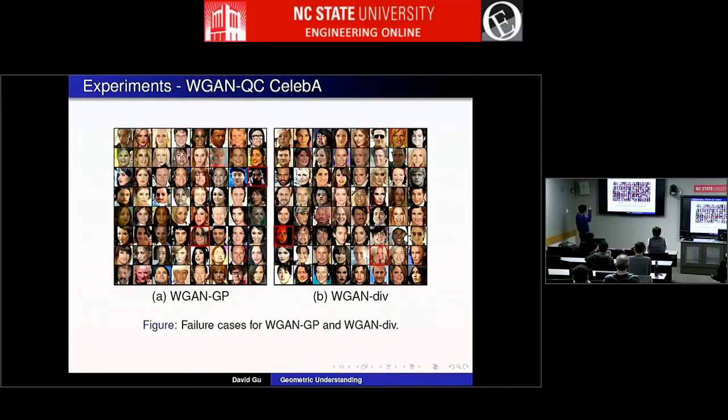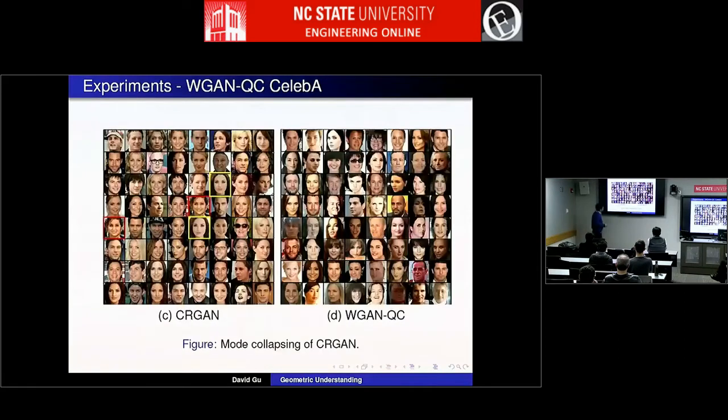So here we compare the C-Lab A. Then this one using the WGAN method, we see a lot of failure cases within the same training time. Using WGAN-DIV, we see the same. If we're using CRGAN, we see mode collapse, so we see a lot of similar images, although we sample randomly. But using our model, we get a better result here.